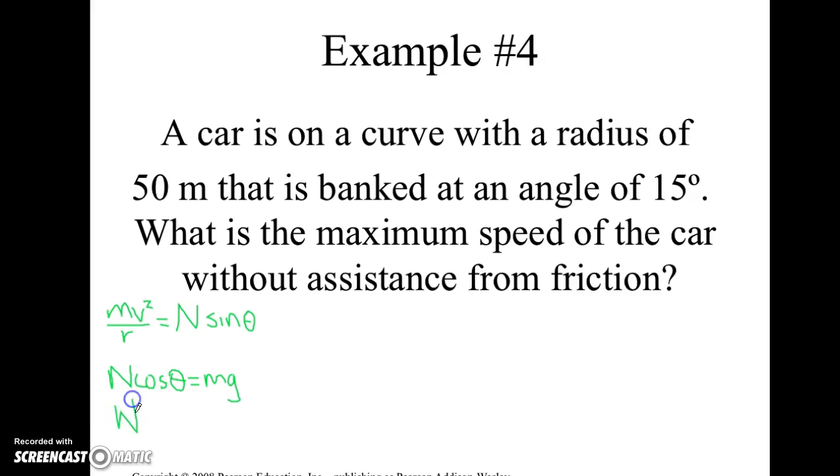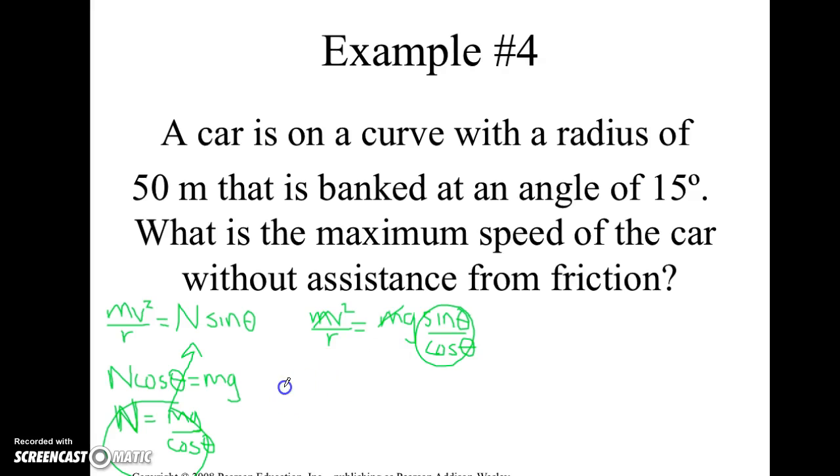So I'm going to use this equation and solve it for n. So that's going to be mg divided by the cosine of the angle. So what I'm going to do is take this and put it in up here. So when I do that, I end up with mv squared over r equals mg sine divided by cosine. And a couple cool things happen here. The masses cancel, so the mass doesn't matter again. And then this is equal to the tangent of the angle.